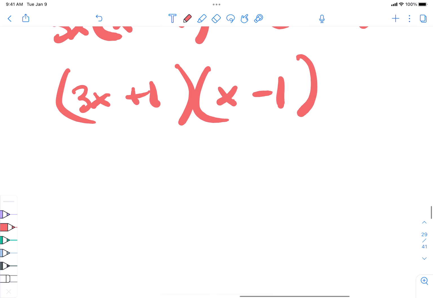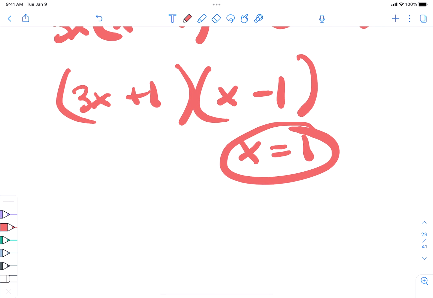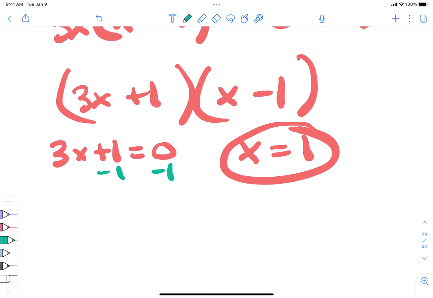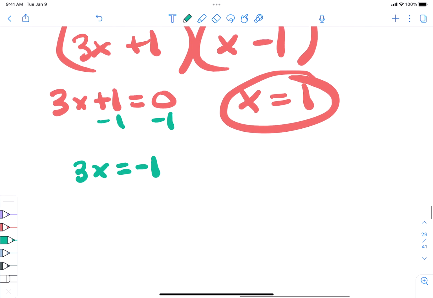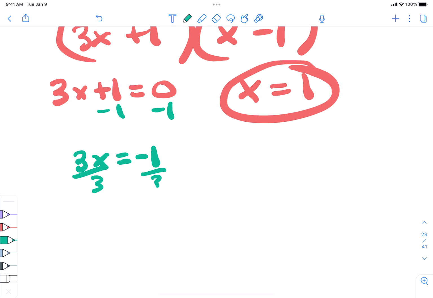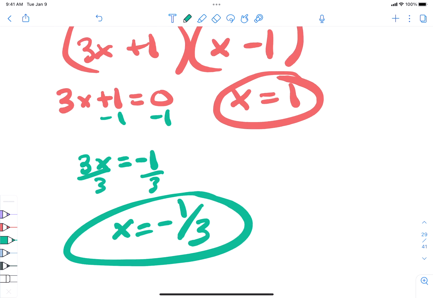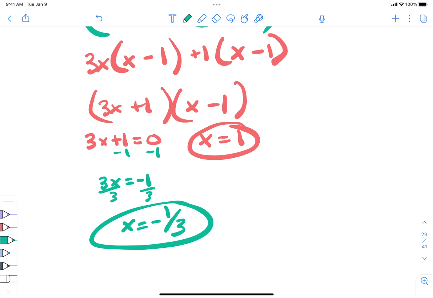So then I set them equal to 0, and I know this one's going to be x equals positive 1, right? Now, hold on. Just wait a second, Reese. This is the trick. You set this guy equal to 0. Minus 1, minus 1. This is the exception to the rule. Hold on, I'll show you. 3x equals negative 1. Then divide by 3 and divide by 3. So x equals negative 1/3. Do we see how we got that? Set them equal to 0. x equals negative 1/3. I have two answers.